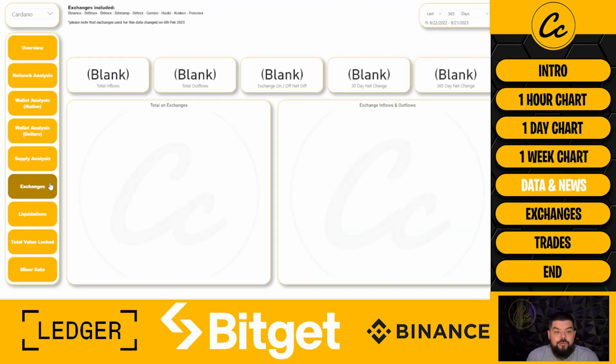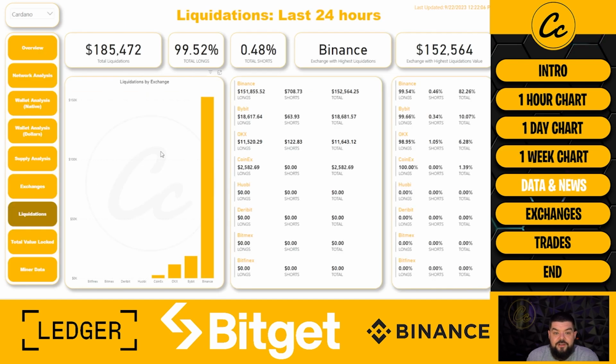As we move on through the site here, we'll come over to liquidations in the last 24 hours. It hasn't been overly exciting. We don't really see too much happening. 185,000 dollars worth of liquidations, 99.5% long, 0.5% were short, so we can see exactly what's happened here.